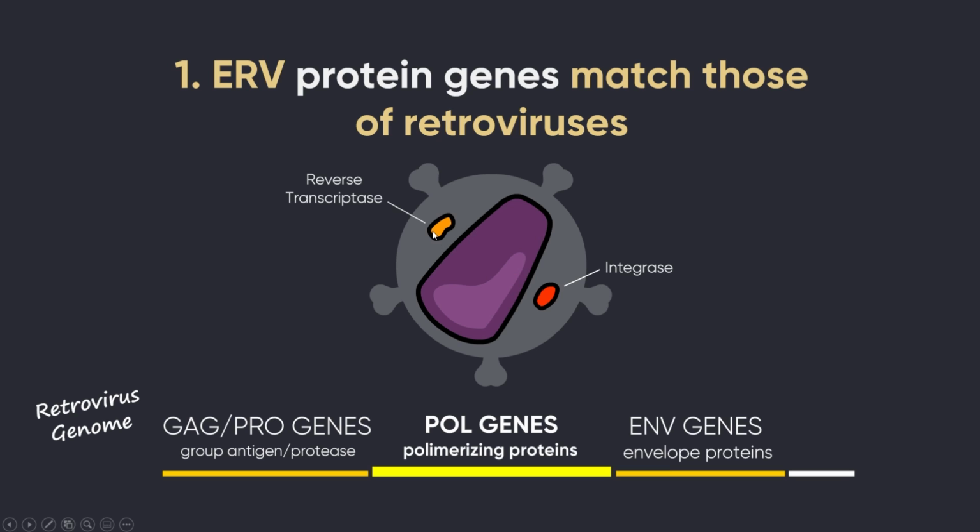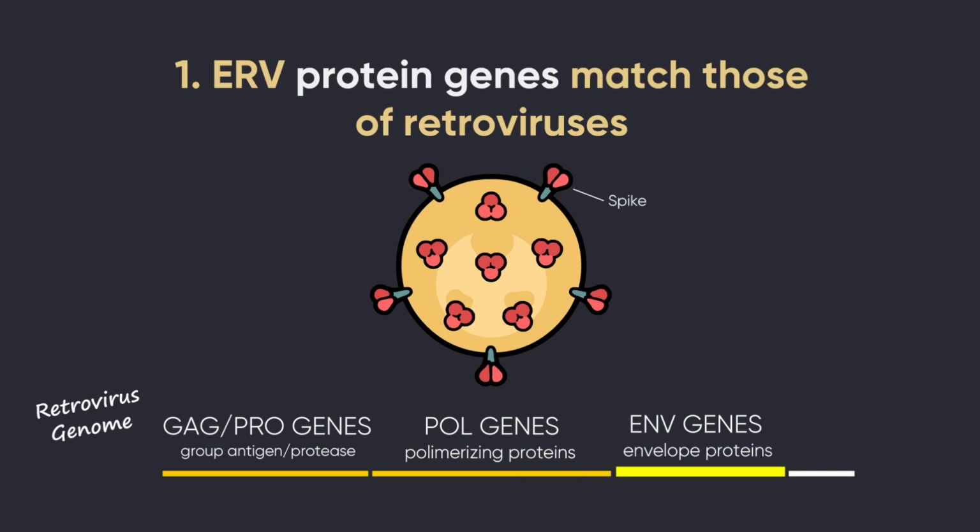So you've got reverse transcriptase and integrase. They're very important. Then, last but not least, we have the envelope genes. You've all heard of spike proteins by now because of COVID.